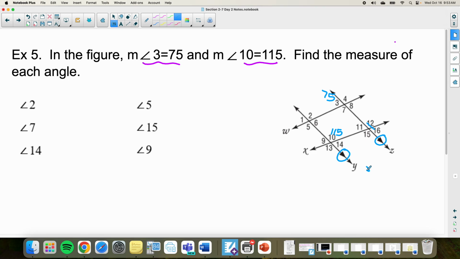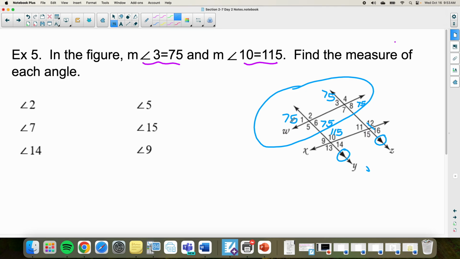So here's what I would do. I would start right here, okay? Do you guys remember me saying, if this is 75, that's 75, right? And then do you get that this would be 75 because these are alternate interior, and then these are vertical, so that's 75? Everybody understand that? Now, how would I find the other 4?